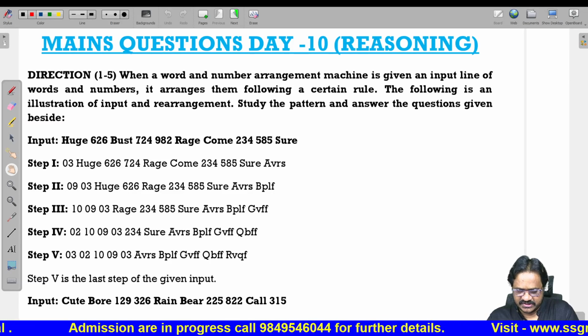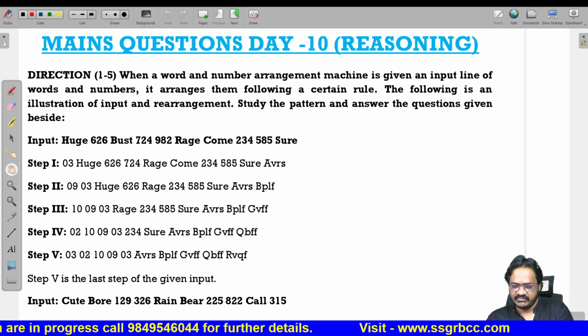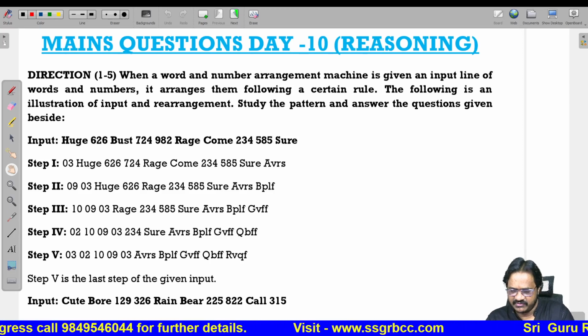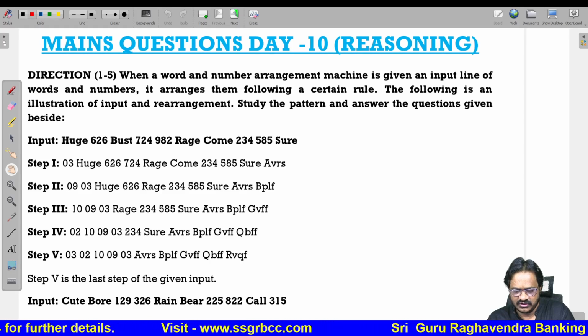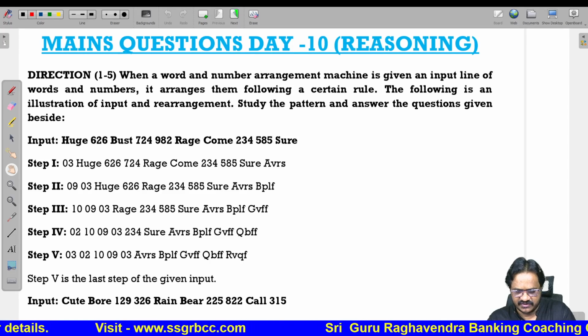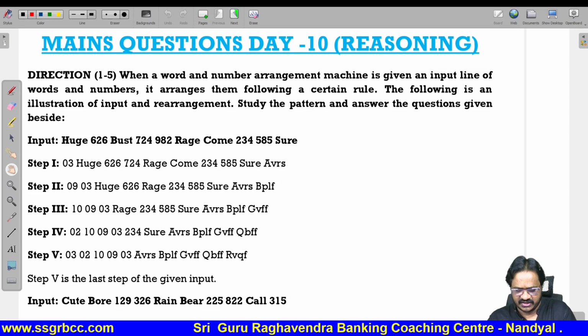Okay, today we will discuss the main questions related to reasoning. When a word and number arrangement machine is given an input line of words and numbers, it rearranges them following a certain rule. The following is the illustration of the input and rearrangement. Study the pattern, then answer the given question.